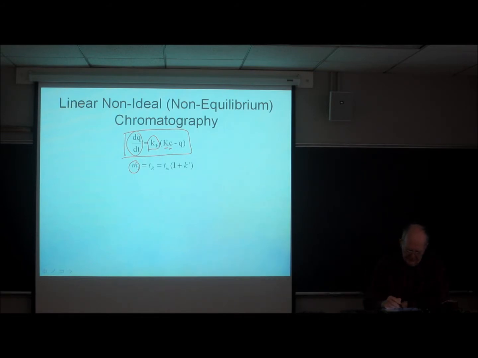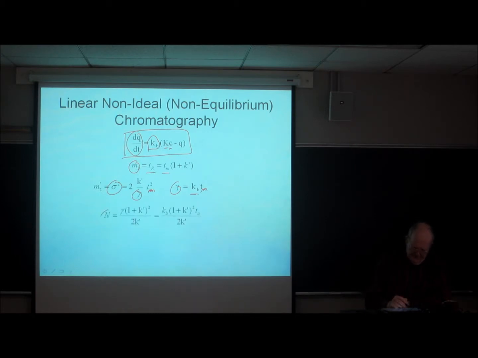Assuming porous particles, the first moment, the retention time, is equal to Tm times 1 plus K prime. The second central moment is what we call sigma squared of the column. That will work out to be 2K prime over gamma times, whoops, that should be Tm squared, where gamma is this back rate constant, and Tm is the dead time of the column. So gamma is a dimensionless rate constant.